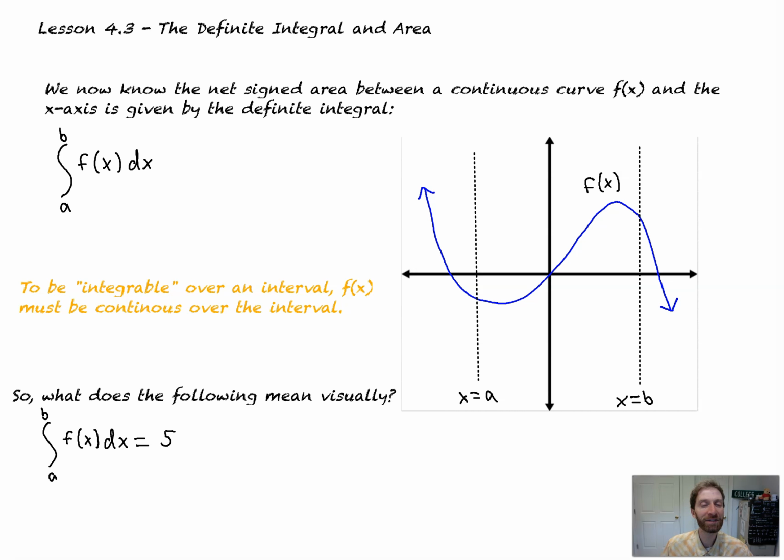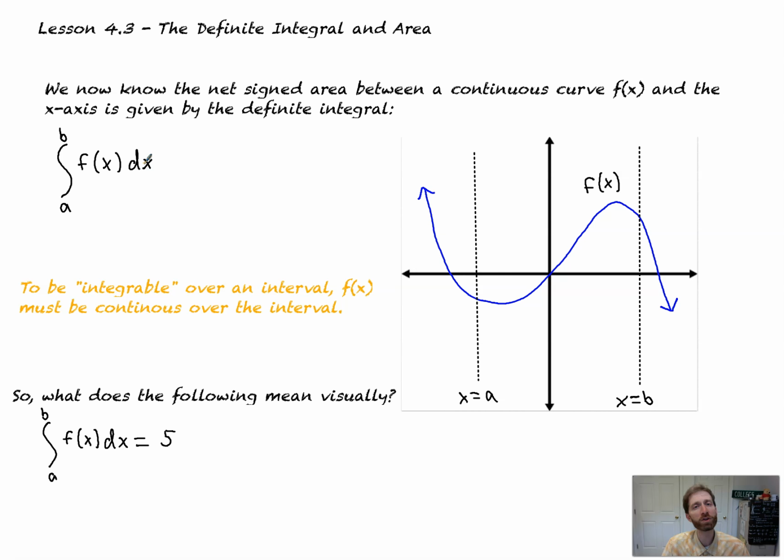Hey there! In this video, we're going to go over the beginning of lesson 4.3, which is the definite integral and area. So we're going to be talking about how we can find the area between two x values, the x-axis, and a curve using basic geometry. It's very cool. So this basically says we now know that the net signed area, remember what that is, that's the area both below the x-axis as well as above added together, the negative area and the positive area, between a continuous curve f of x and the x-axis is given by that.